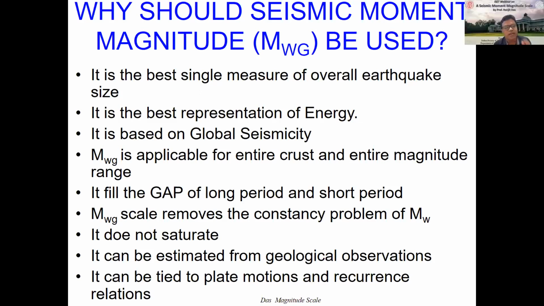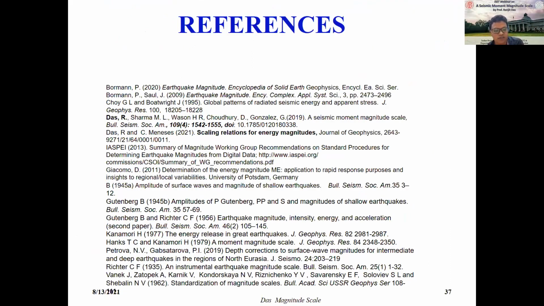So it does not saturate, whereas the same thing happens with the MW scale. This scale will not be saturated. It can be estimated from geological observations. It can be tied to plate motions and recurrence relations. So this much is from our side for the representation of earthquake magnitudes. Thank you.